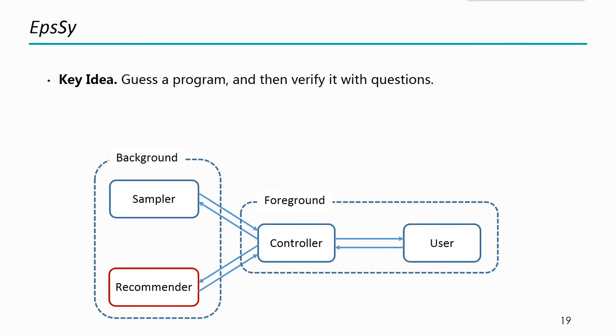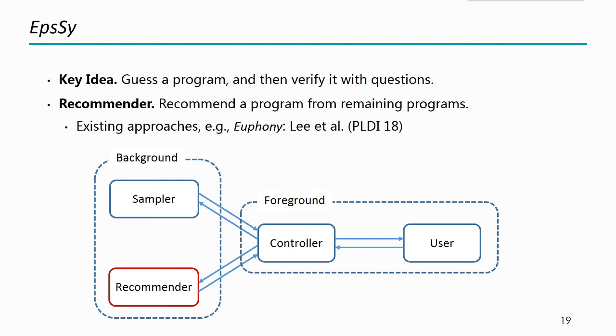This figure shows the structure of EpsSy. Compared with SampleSy, EpsSy doesn't contain a decider, since it does not need to check whether the ambiguity has been eliminated. And EpsSy contains a recommender, which guesses a program from the remaining programs. There have been existing works on finding the most probable program. Any of them can be used as a recommender.